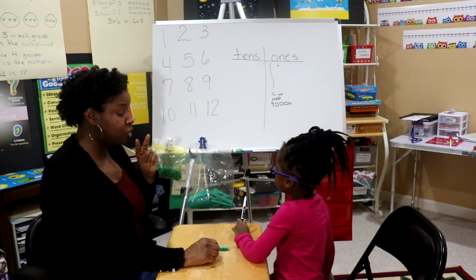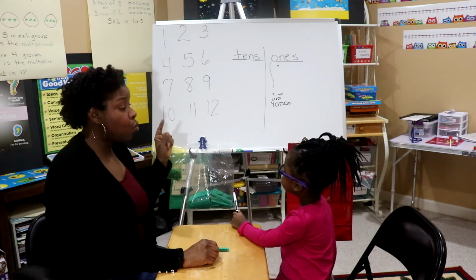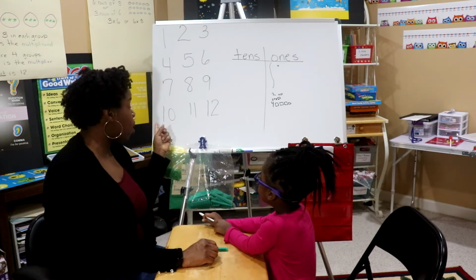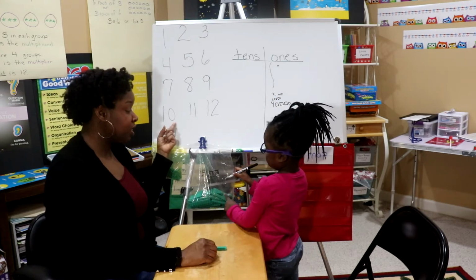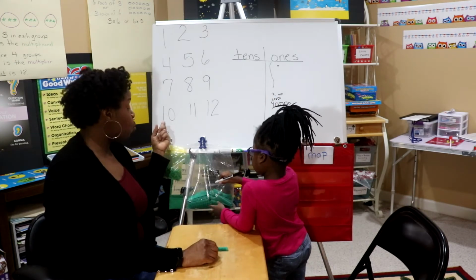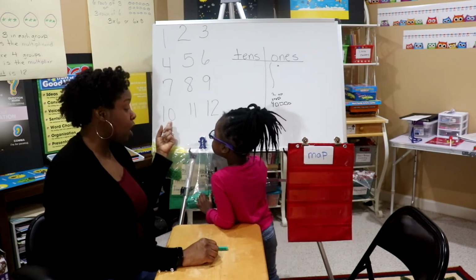So since there are 2 digits, we're going to have to figure out what digit goes in the ones column and what digit goes in the tens column. So, let's look at the number 10. We have a 1 and a 0. Where does the 0 go? In what column?